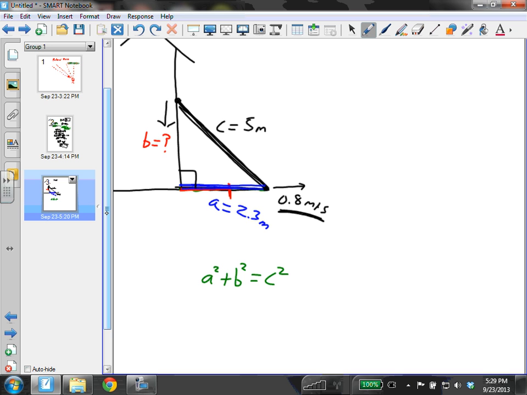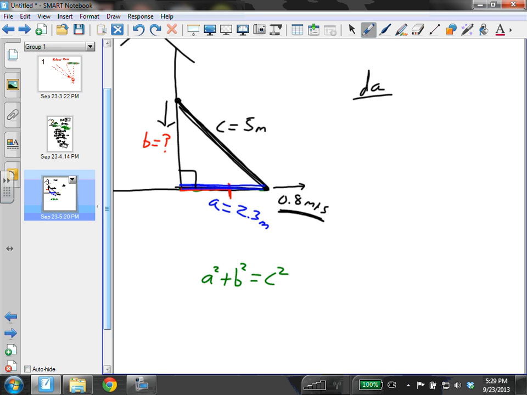Now, along with these regular side lengths A, B, and C, we also need rates of change, related rates, because the bottom of this triangle right here, the distance that the ladder is away from the base of the house, is not staying the same. It's moving. It is changing. So what we need is a rate of change.